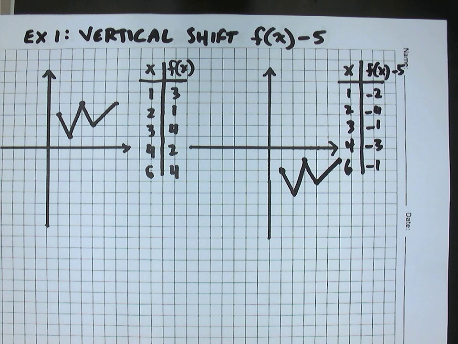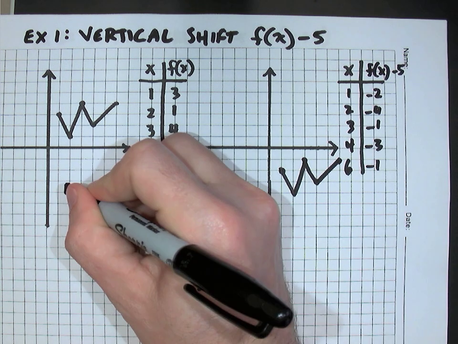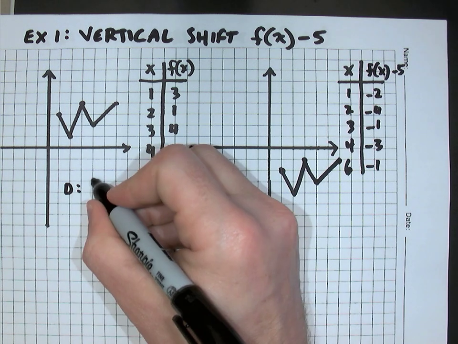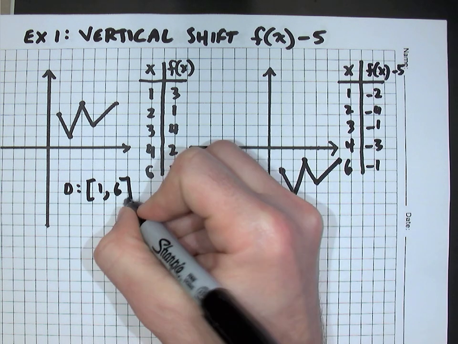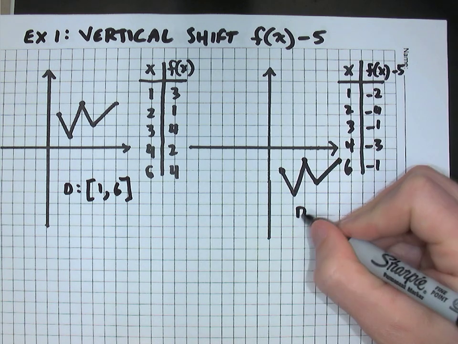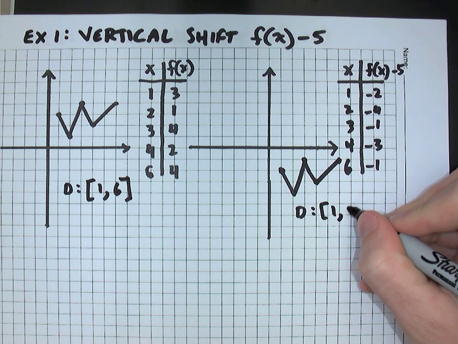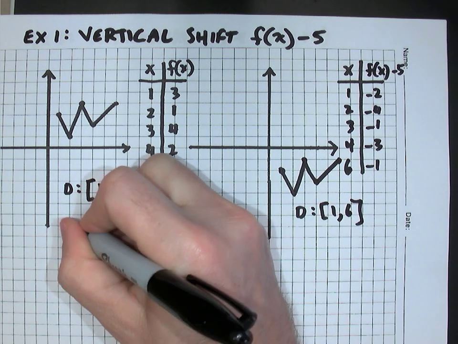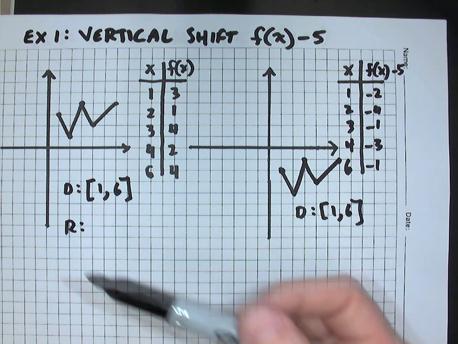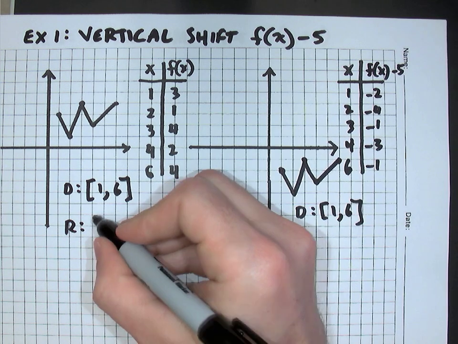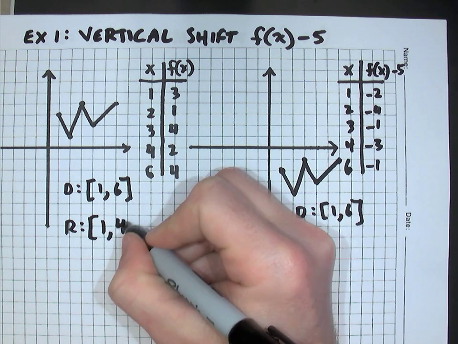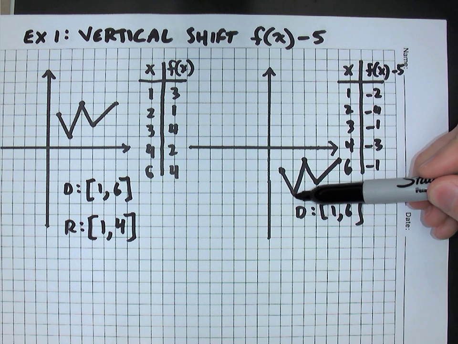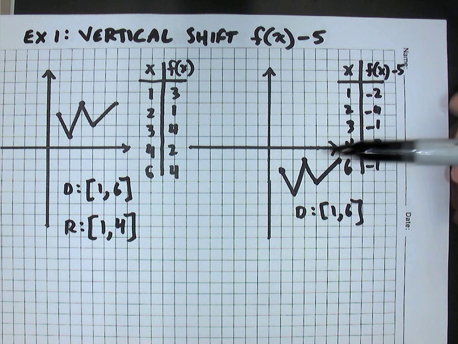Another thing that I think is important to recognize is the domain of the original function ran from 1 to 6, and the domain of my transformed function has not changed at all, because I didn't do anything to affect the x's. Meanwhile, the range of my original function went from 1 up to 4, and the range of my transformed function has a min of negative 4, and a max of negative 1.